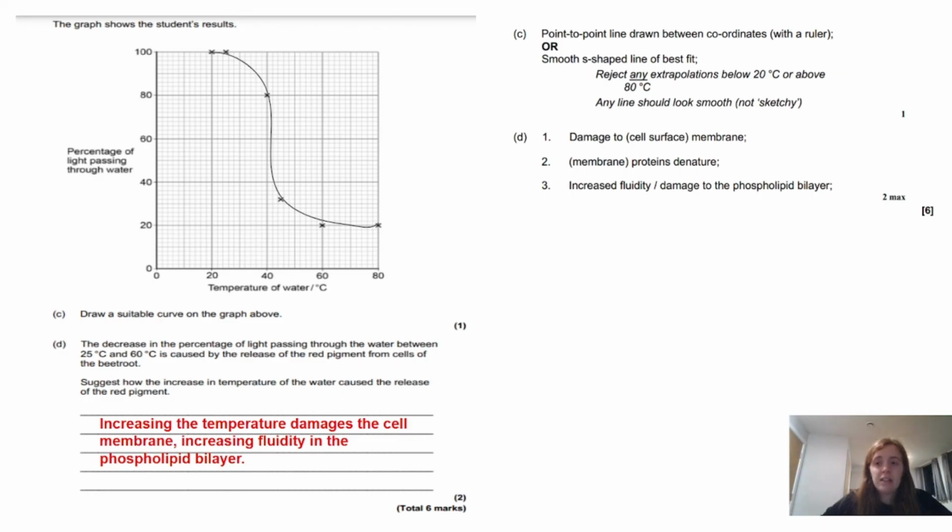So part D. There's 3 marking points in this one, but it says 2 max. So if you put all 3 of them, you're not going to get 3 marks. You just get a maximum of 2. The first point is about damage to the membrane. Or you can write about the membrane proteins denaturing, but it's not absolutely essential. And then there's a point about increasing fluidity in the phospholipid bilayer or damage to the phospholipid bilayer.